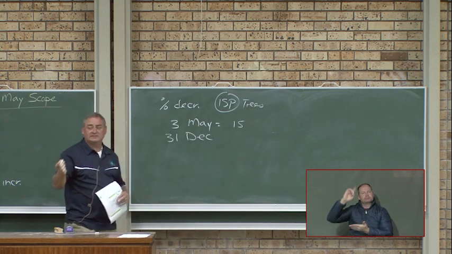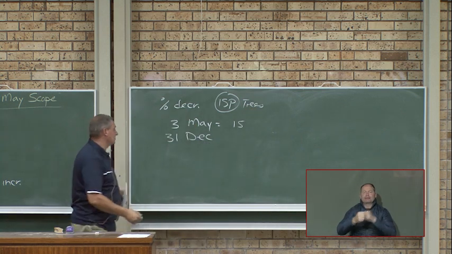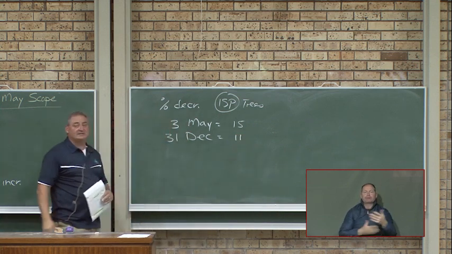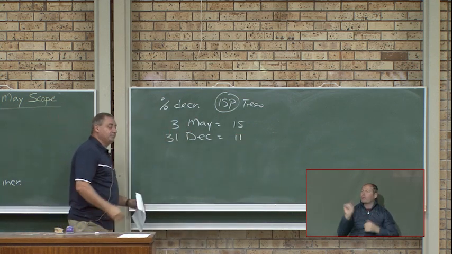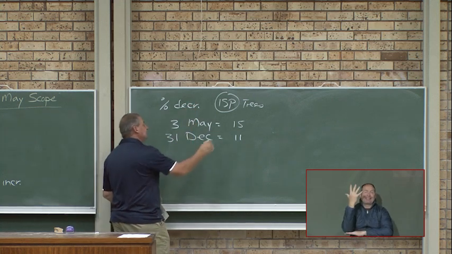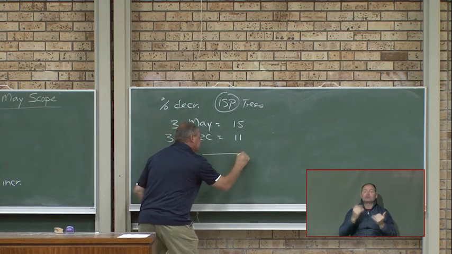Now during the year, some maybe died and some were chopped down, and maybe at the end of the year we count there's 11 trees left of that kind of tree. Could be pine trees or whatever they are. Now you need to calculate the percentage decrease. You use the very same formula.